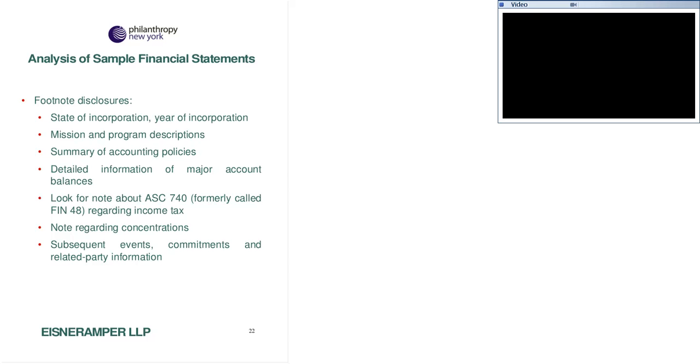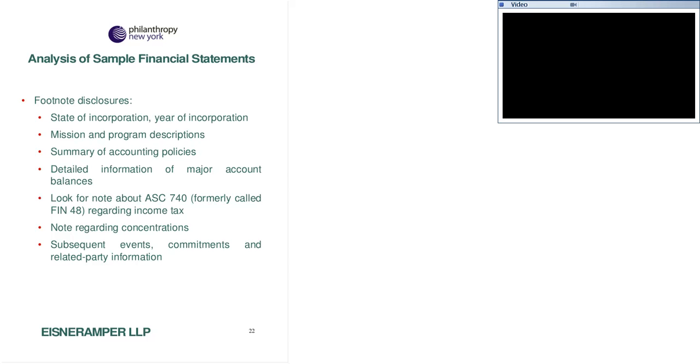One of the things I point out is there's a note, it used to be called FIN 48. It's now ASC Topic 740. Again, these are things that we recite and they mean nothing to anyone, so ignore my jargon, but the point of this is it's regarding income taxes. Now, why would a nonprofit have to have a disclosure about income taxes? You have to have a disclosure about the tax position that you've taken. A nonprofit has taken the tax position that they're not subject to taxes, right?